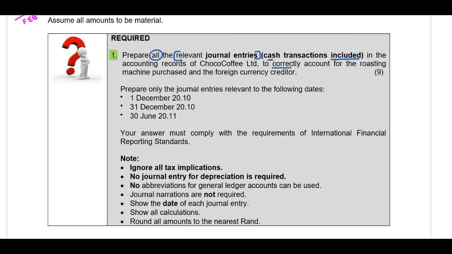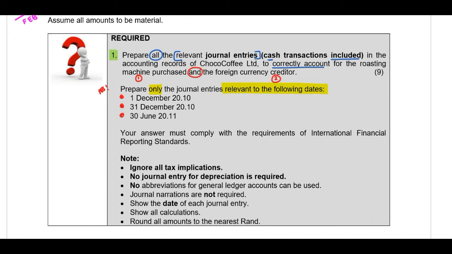to correctly account for the roasting machine purchased. And look at this, guys, you need to read and the foreign currency creditor. Therefore, we need to look at the machine as well as the creditor. Prepare only the journal entries relevant to the following dates. Extremely important. Therefore, don't waste your time with the other journal entries. We only need to prepare the journal entries for 1 December 2010, 31 December 2010, and 30 June 2011.